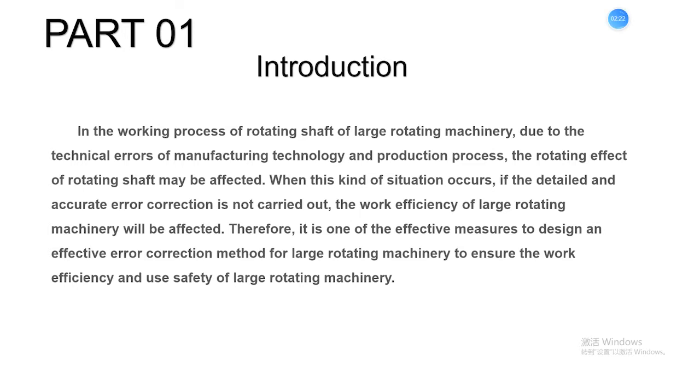proposes a method of error correction for large rotating machinery based on machine vision. This method first carries out shaft area checkout and optimizes the shaft area model of large rotating machinery. Then, the rotation axis area is detected based on machine vision to realize the reliable correction of the rotation axis error.